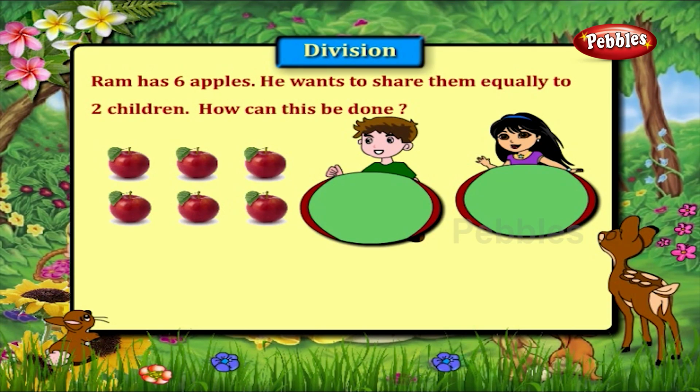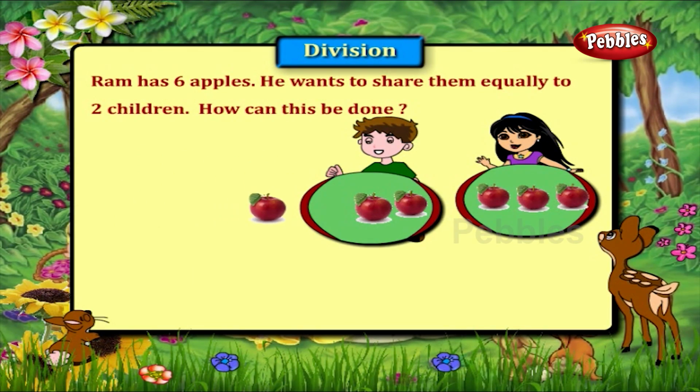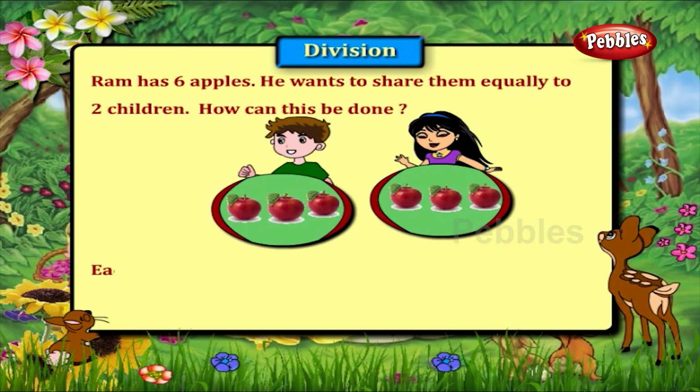First, give 1 apple to each. 4 apples will remain. Next, give 1 more to each. 2 apples will remain. Finally, give 1 more to each. Now, no apples will remain. Each child got 3 apples.